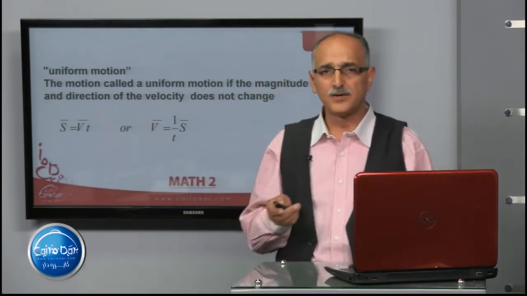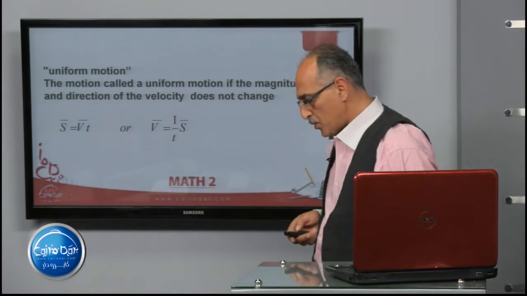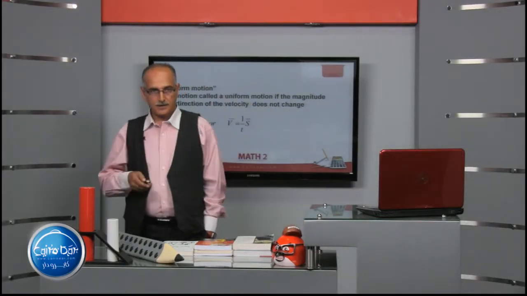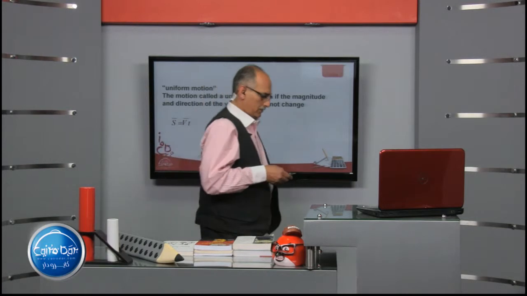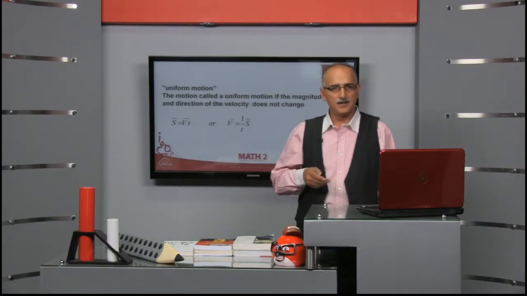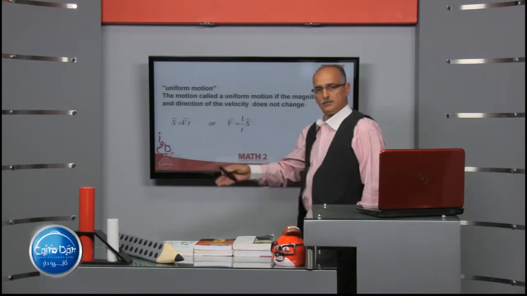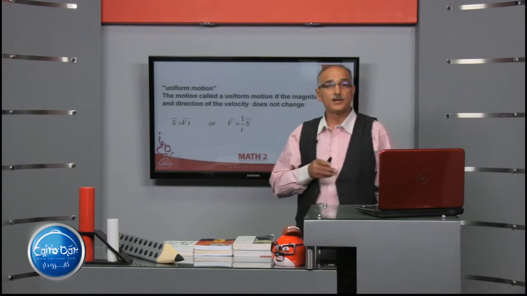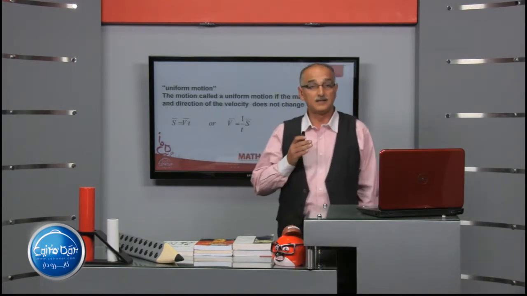So what is uniform motion? Uniform motion is when I walk 5 regular steps. What is the meaning of regular steps? Same direction with the same velocity. The direction doesn't change and our velocity doesn't change. This is called uniform motion.